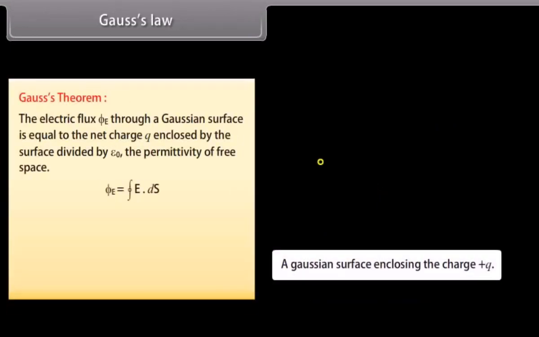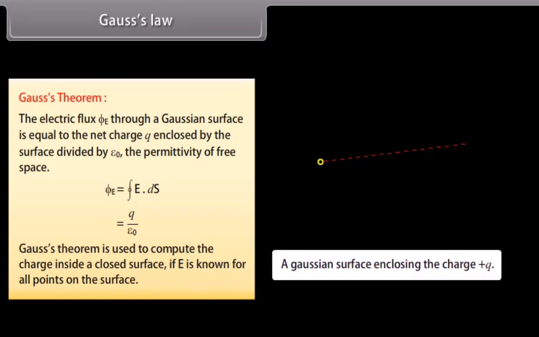Gauss's law. Gauss's theorem. The electric flux phi E through a Gaussian surface is equal to the net charge q enclosed by the surface divided by epsilon naught, the permittivity of free space. Gauss's theorem is used to compute the charge inside a closed surface if E is known for all points on the surface. Application of Gauss's law.